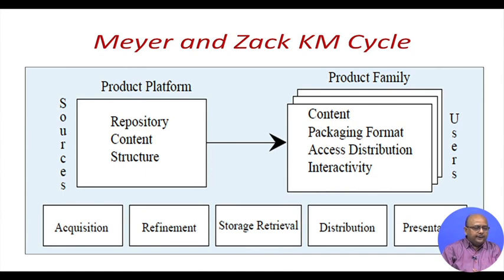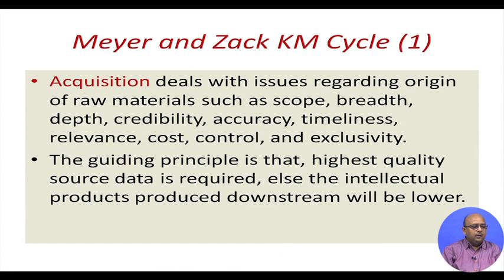Now, the different stages of the knowledge management cycle, which we have already talked about, are acquisition, refinement, storage, retrieval and distribution, and then presentation. These are the 5 different stages which Mayer and Jock have talked about. So, look at the first part of this knowledge management cycle, that is acquisition.